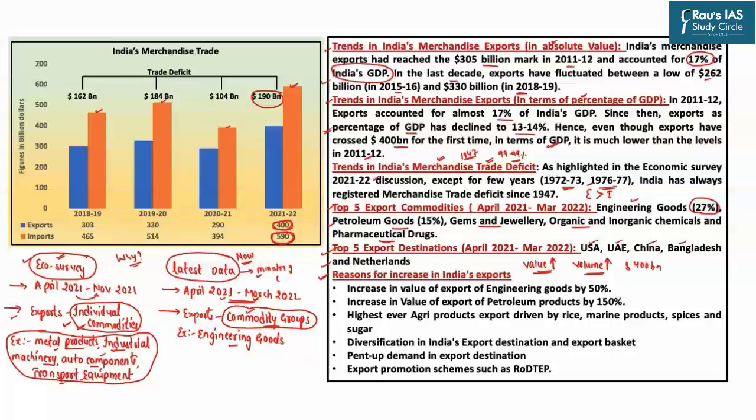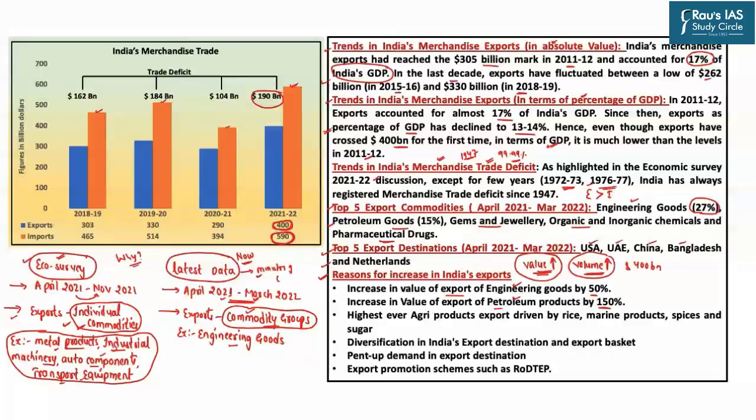Now, for example, if you look at the engineering goods as well as petroleum goods, the value of these goods has increased, and that is why our export value has also increased. For example, the export value of petroleum goods has increased by 150%, predominantly on account of the increase in the prices of petroleum products. Similarly, the value of engineering goods in terms of export value has also increased by 50%. So apart from the increase in value of the goods that we have exported, we have also exported more volume of goods to other countries, and that is why our exports have also increased.